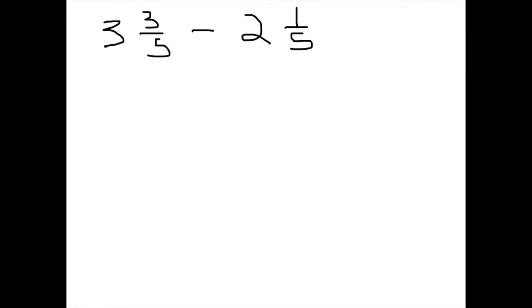And one thing you can notice about doing this is because we have common denominators in both fractions, we're going to worry about the whole number first. So in essence, we're just going to go 3 minus 2 over here, and then we're going to take a look at the fraction itself and deal with the numerators and say 3 minus 1.